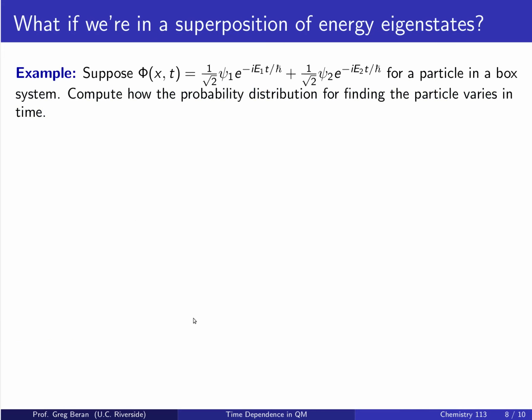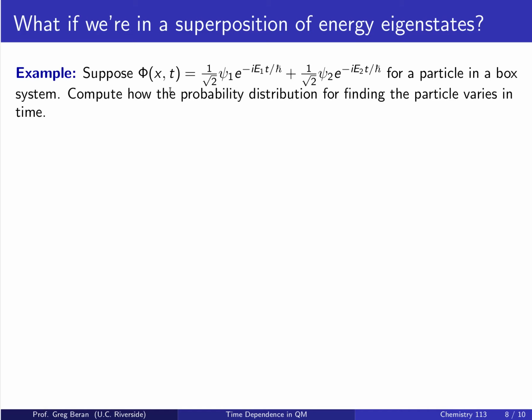But what if we're in a superposition of energy eigenstates? So we're in some other arbitrary state that's not just one energy eigenstate. Then we represent it as an expansion of energy eigenstates, multiply each term by the time-dependent phase factor like we saw earlier, and we might get some wave function that looks like this.